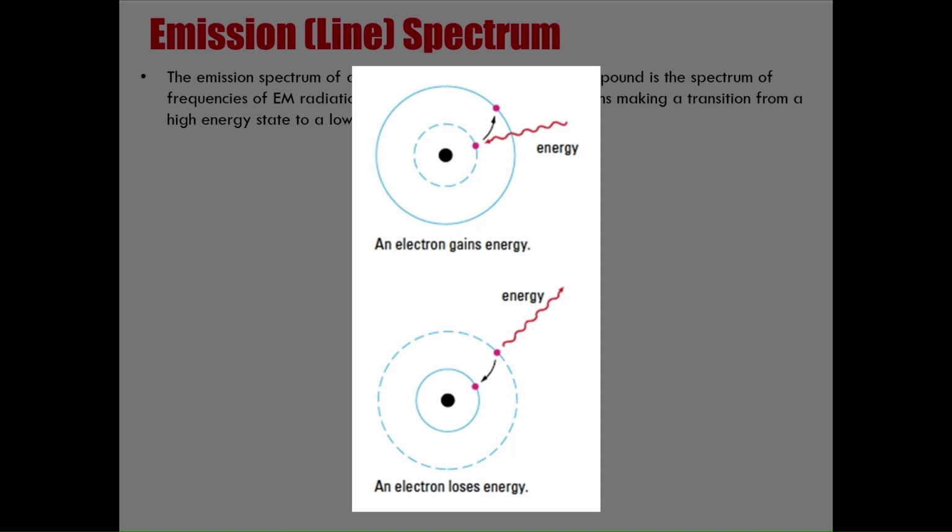We call the low energy state ground state, and we call the high energy state an excited state. So in the diagram at the top, a ground state electron absorbs energy and jumps to an excited state. In the diagram in the bottom, you have an excited state electron releasing energy, and it falls down back to its ground state. Okay, let's go back to the slide.